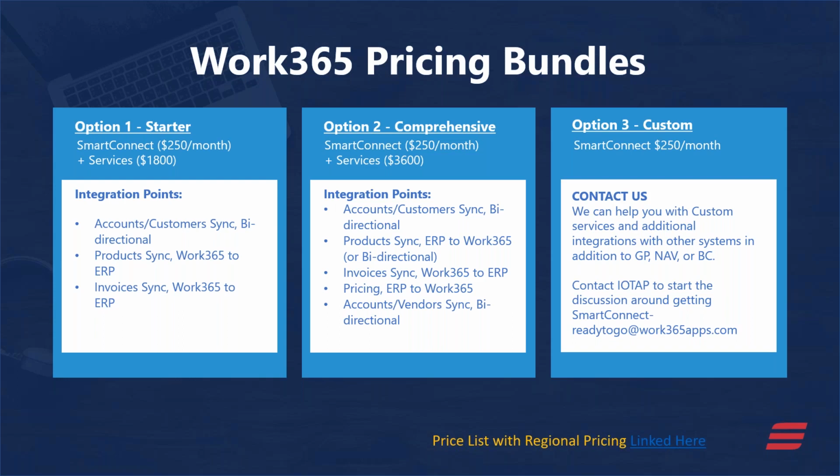If you have a slightly more complicated business process and you want some bi-directional work, when we're looking at option 2, that's where you start using your financial system or your ERP to control your product list, control the pricing, and have that push back to customer engagement and back to Work 365 as well. Finally, option 3, we understand that everybody has their own unique business process and their own rules that they want to follow and how their company works. And with SmartConnect, we're able to be flexible enough to handle that. So if you contact IOTAP, our teams will work together to give you a quote on what it would look like to synchronize the data exactly how you want that.